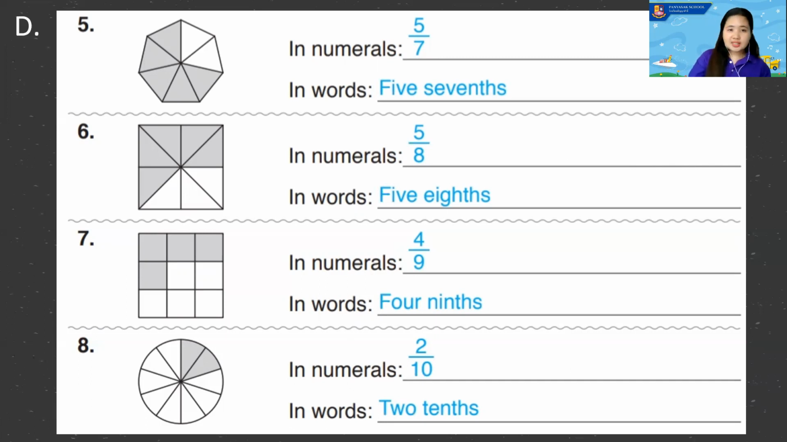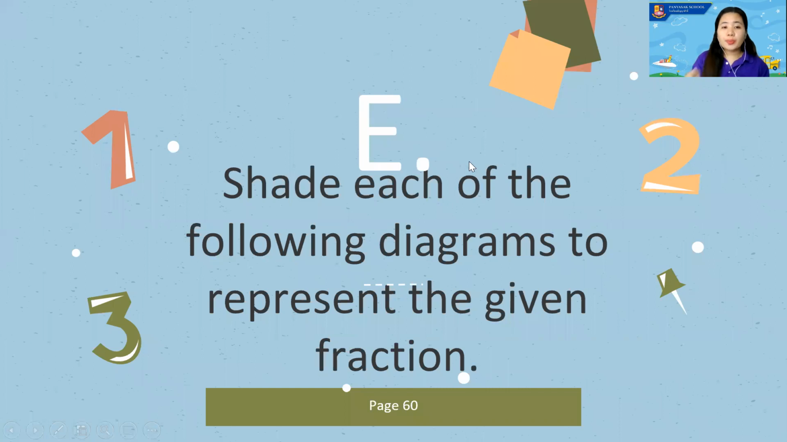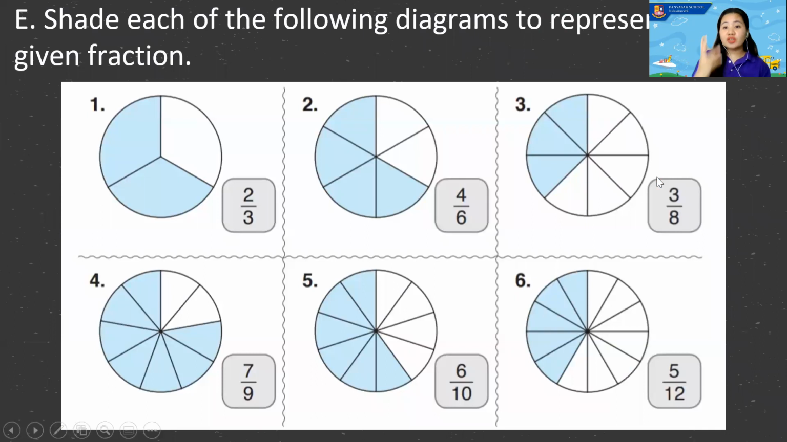Okay, on page 60, we have to shade each of the following diagrams to represent the given fraction. So how to do that? We have to color. Please get your crayons or any colored pencil so that you can color the fraction. In letter E, we have 2/3. So that means you have to color 2. So 1, 2. I colored already everything.